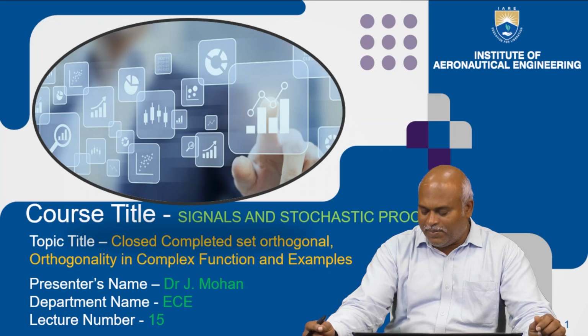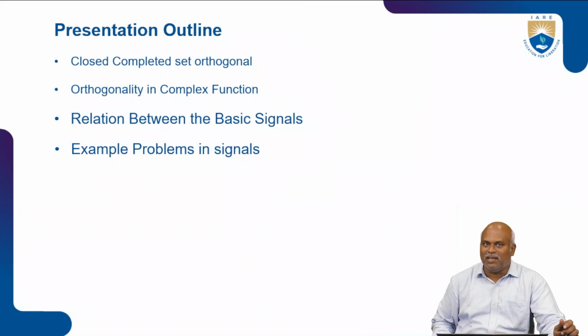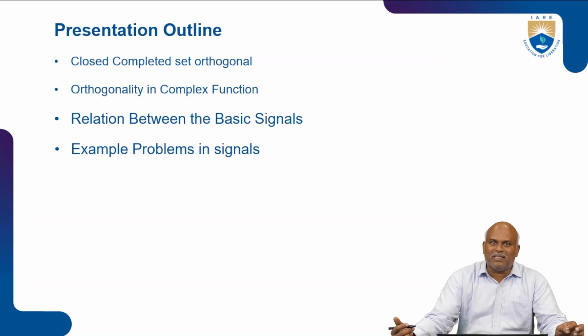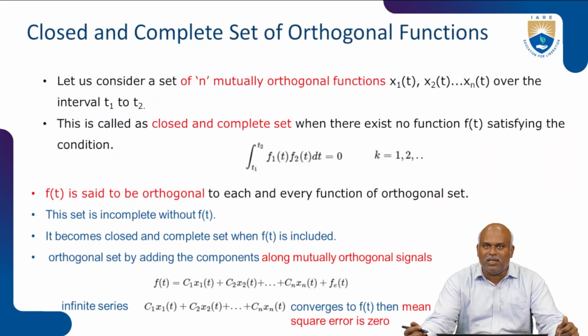Last class, we studied signal analysis. There we studied vectors, signals and the error function, and orthogonality in signals. We continue those classes now. Today's presentation covers closed and completed sets of orthogonal functions, orthogonality in the complex function, the relation between the basic signals, and example problems in signals. Now we go to the closed and completed set of orthogonal functions.